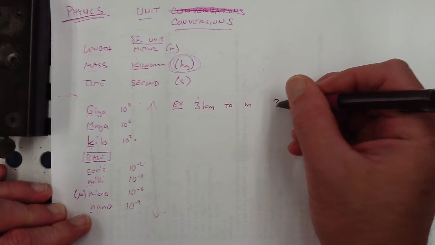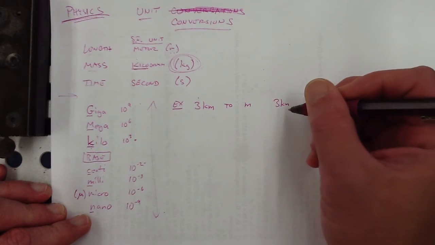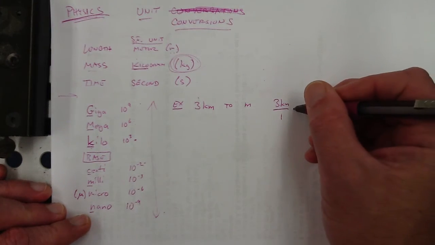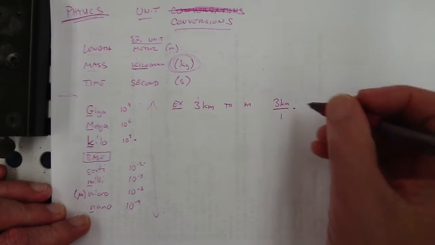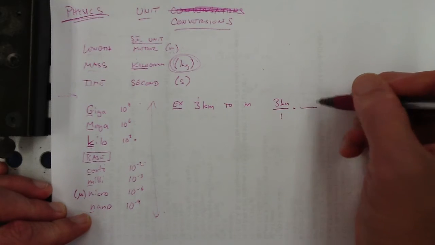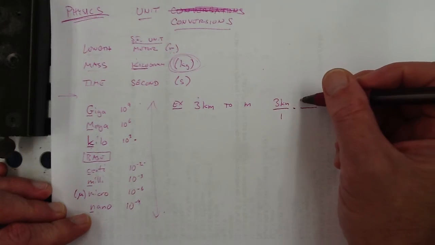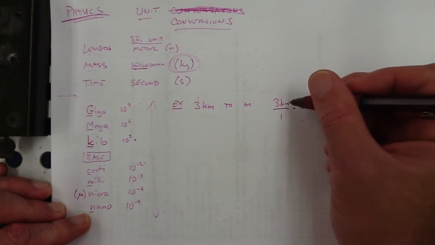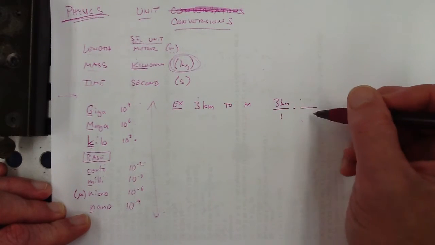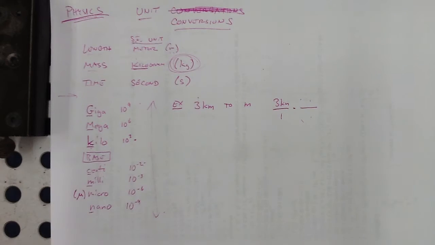So I'm starting with 3 kilometers. I'm going to put that over 1, because that's what I'm starting with. I'm going to write everything out as little fractions. And now, I want to multiply this by a conversion factor. But of course, if I want to multiply by something and have it not really change how big this is, just be in different units, then the conversion factor has to be something that's equal to 1. I basically have to multiply by some version of 1.